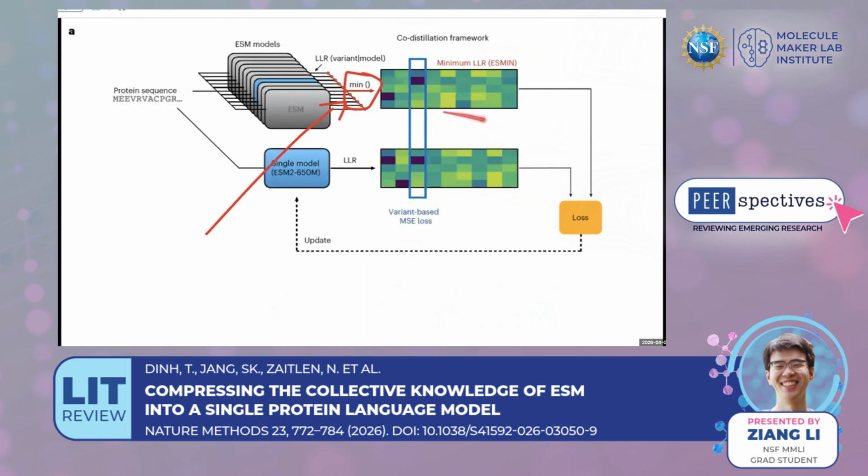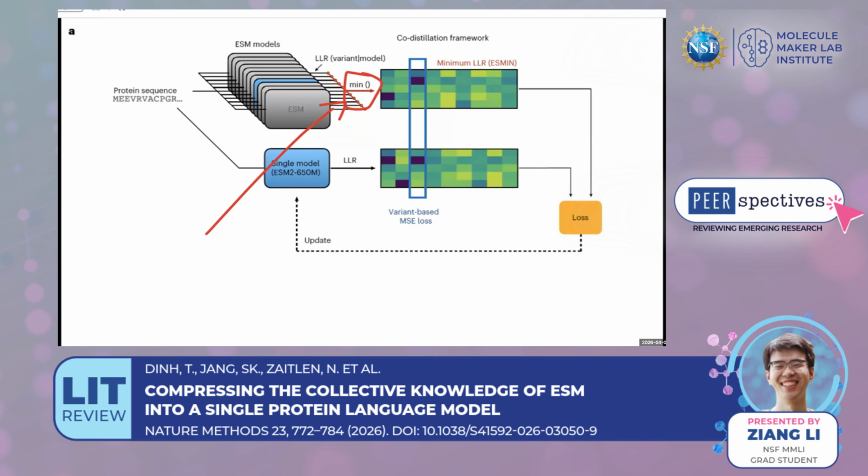So I will briefly introduce their method. The first step of the method is to collect the predictions from multiple ESM models. Each model here produces an LLR score for the mutation. The LLR score is the delta log likelihood that we talked about. So a lower delta log likelihood here means the mutation is more deleterious.